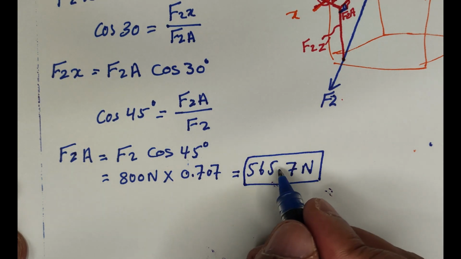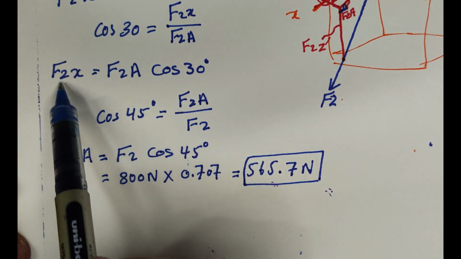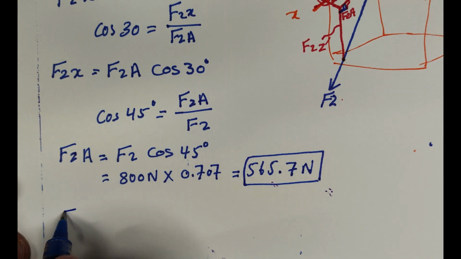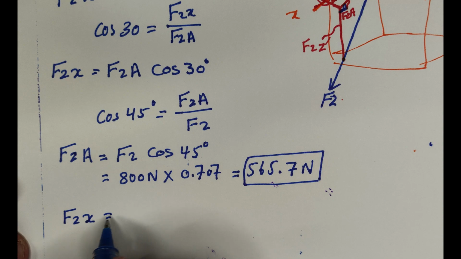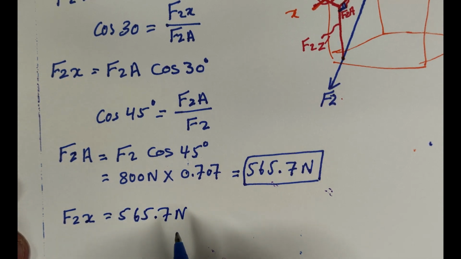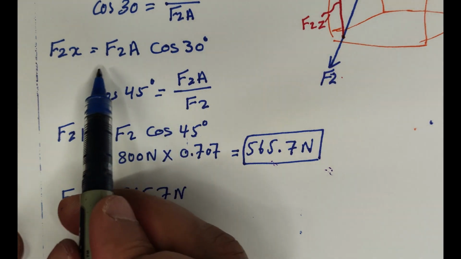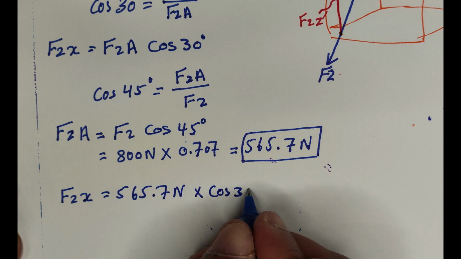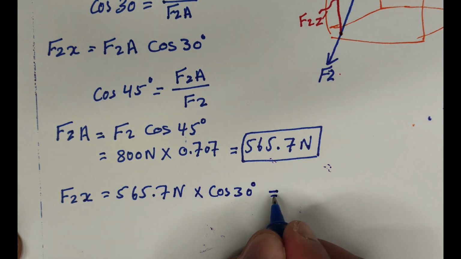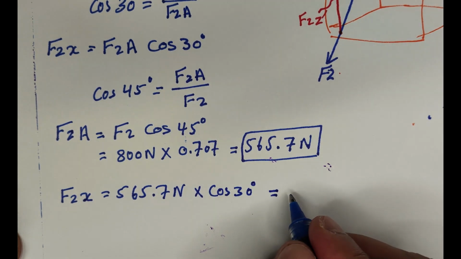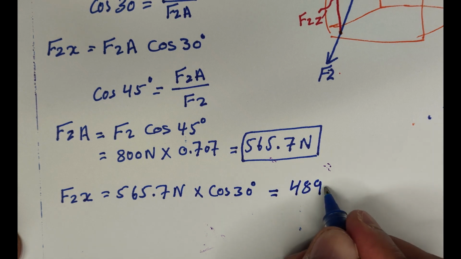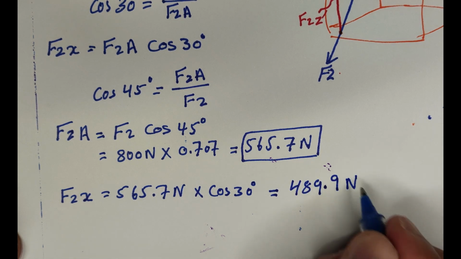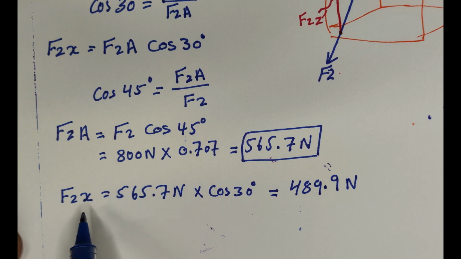Substitute this value back into F2x. Therefore, F2 on the x direction equals F2a, which is 565.7 Newton, multiplied by cos 30 degrees, and this should equal 489.9 Newton. We found the x component of F2.